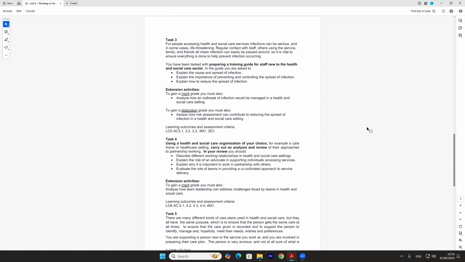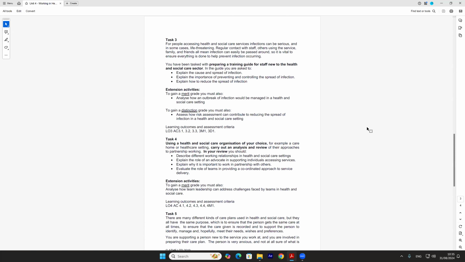Understanding the cause and spread of infection is the first step in preventing it. Infections are caused by pathogens, which include bacteria, viruses, fungi, and parasites. These pathogens can enter the body through various routes, such as through the respiratory tract, digestive system, or breaks in the skin. Common causes of infection are bacteria such as E. coli, and they can cause infections like pneumonia, urinary tract infection, and wound infection as well.